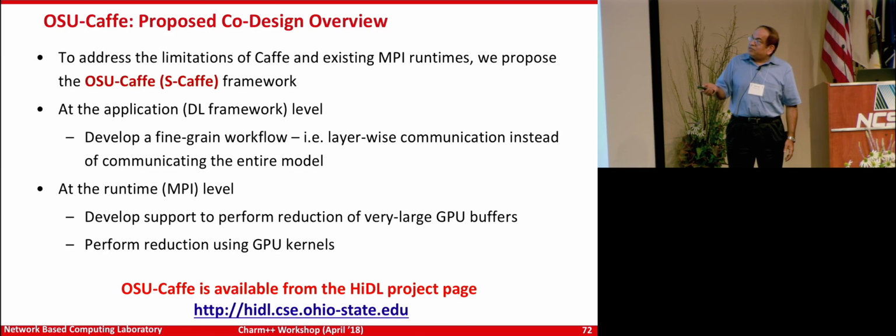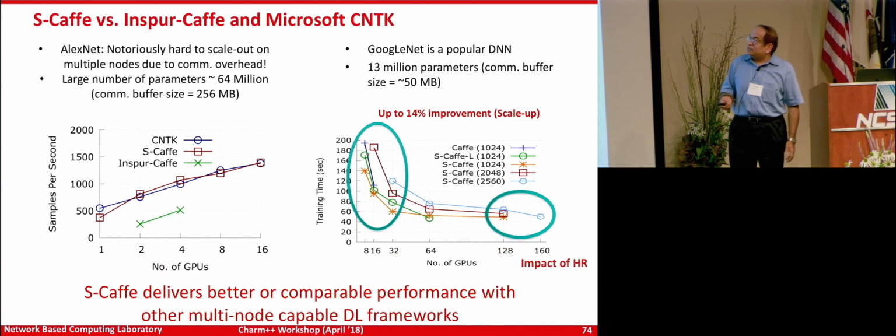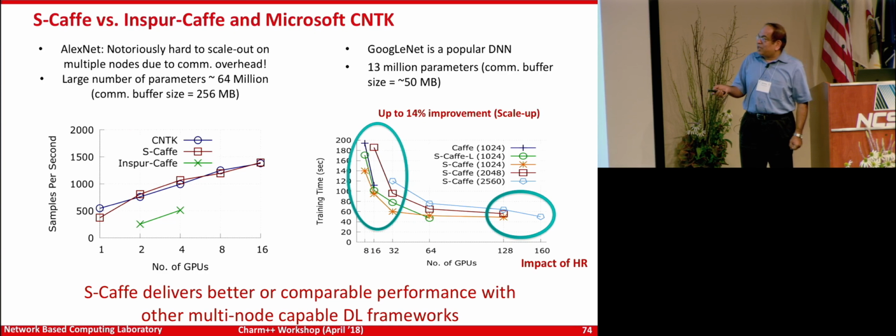The first project we have done is to take Caffe and build OSU-Caffe. It has all the tricks from the application layer as well as our MVAPICH2 optimizations, all put together. You can download this and run it on your system. Here we use non-blocking collectives and even helper threads. We take a lot of knowledge from our HPC side and bring it to the Caffe layer, not just the MPI layer, to orchestrate the communications. Here you can see some data. In fact, this paper was presented at PPoPP last year. We were able to scale to 160 GPUs last year.